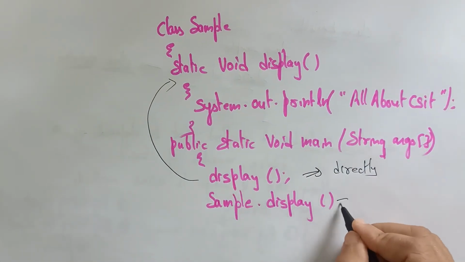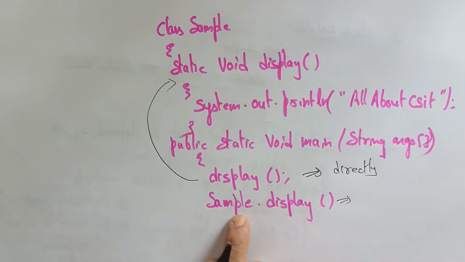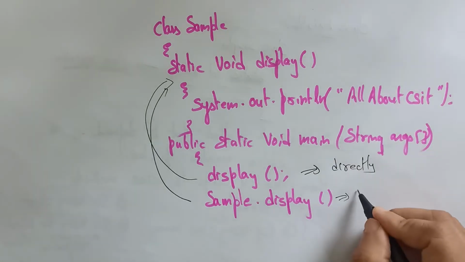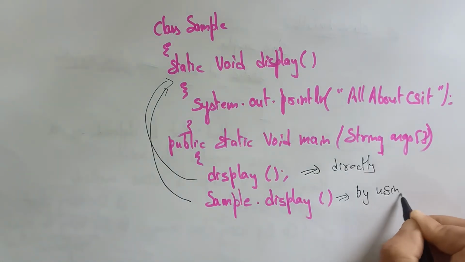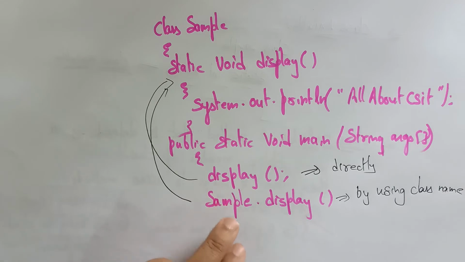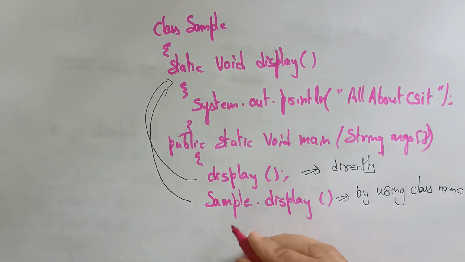So this is valid. And this is by using a class name. Sample is my class name and display is a method. So I'm accessing this by using the class name. So directly you can access, or you can access by using a class name. So next is by using an object.